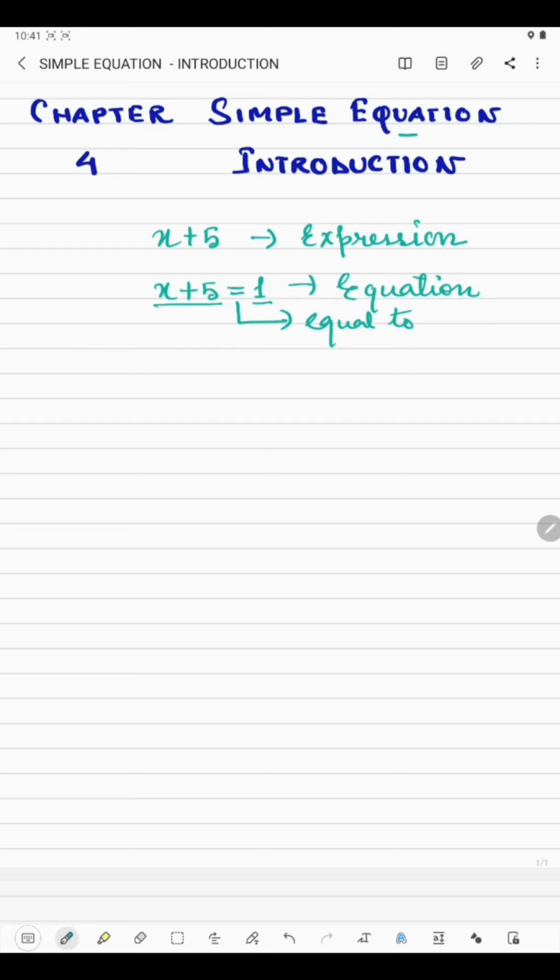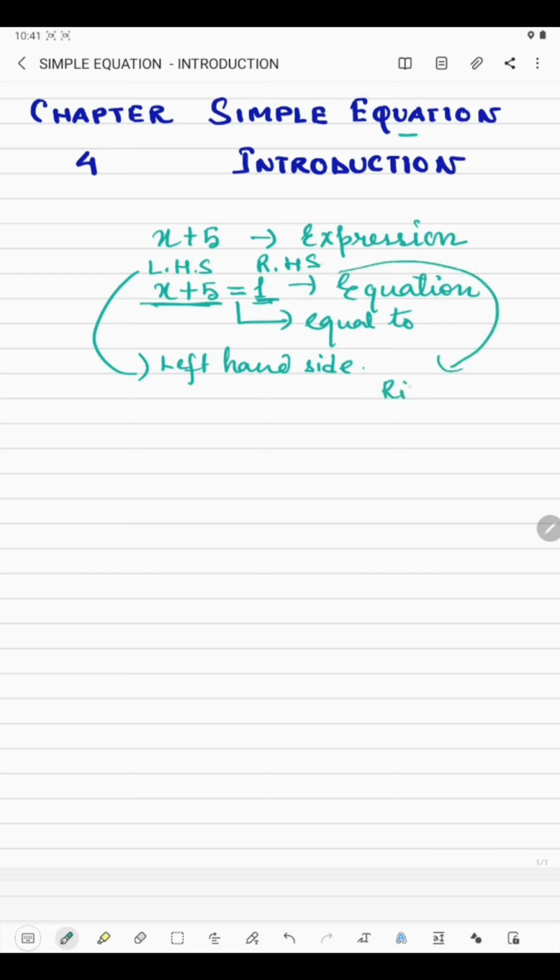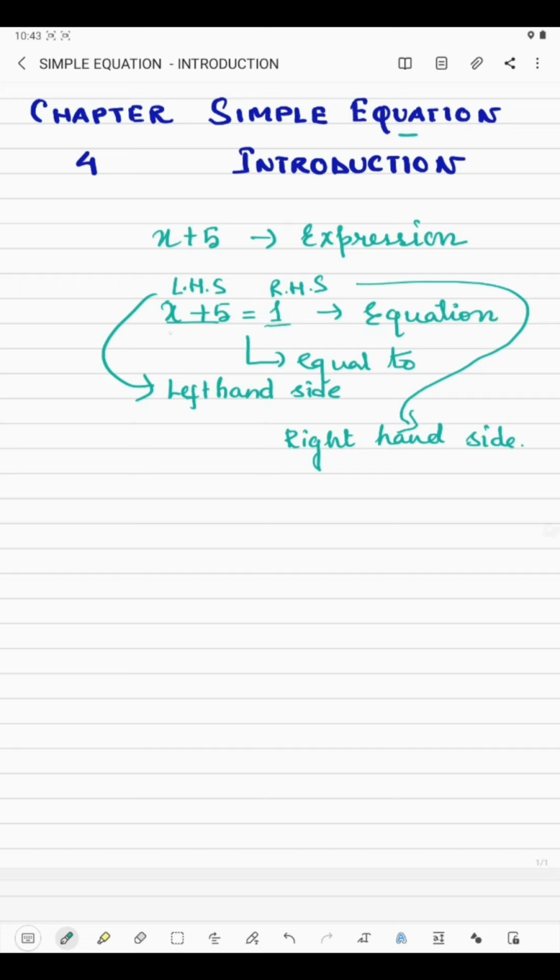Now this equal sign divides the equation into two parts. This is called LHS, meaning left hand side, and this is called RHS, meaning right hand side. And this x is the variable here.